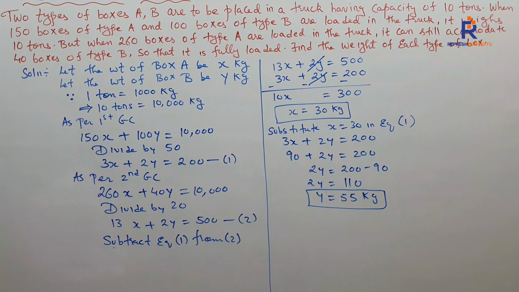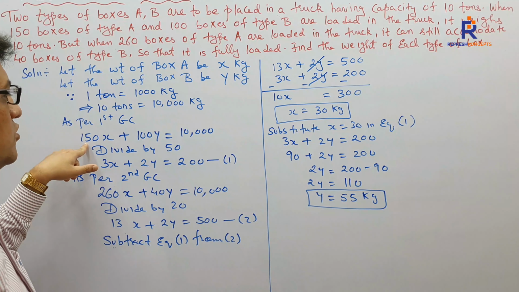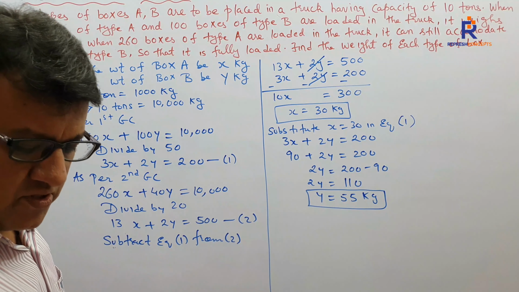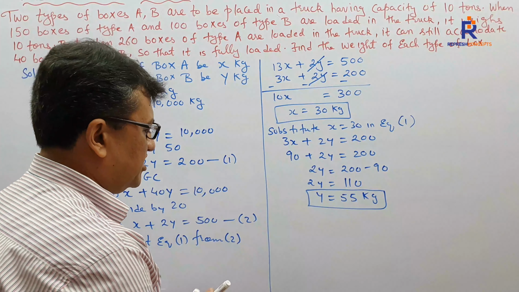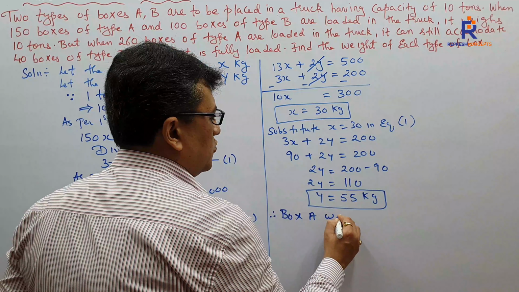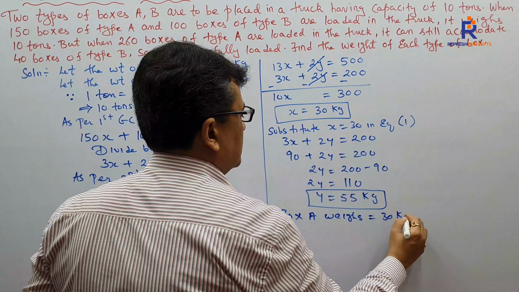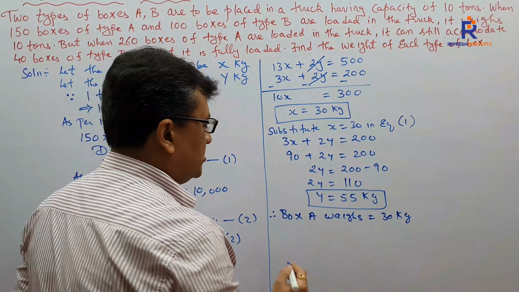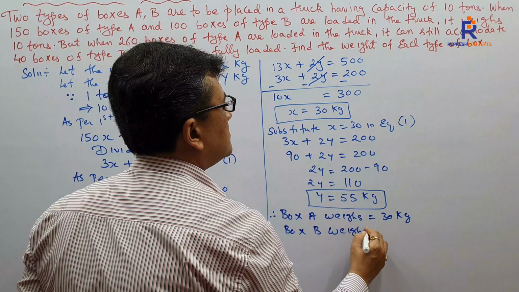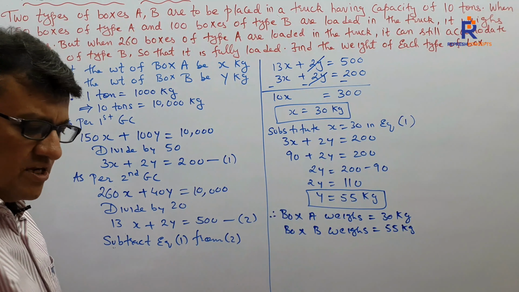Now if you want to cross check your answer, you can cross check it right now. How many are there initially? 150, so 150 into x. This is only for your cross check, but before that I'll write down my final answer. Therefore box A weighs 30 kg, and box B weighs 55 kg.